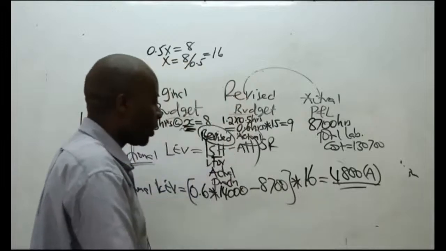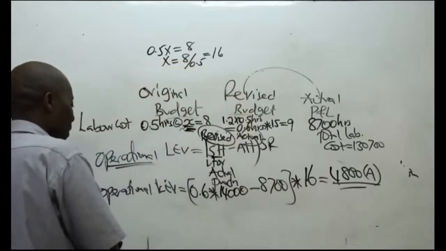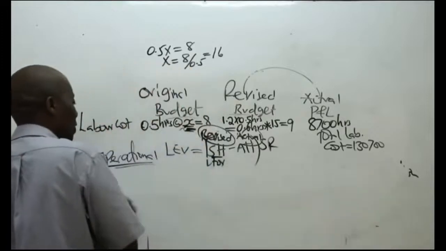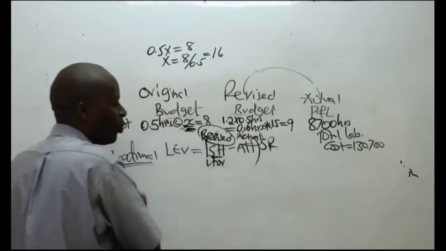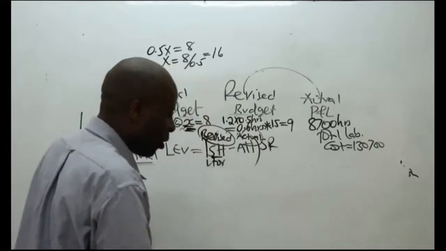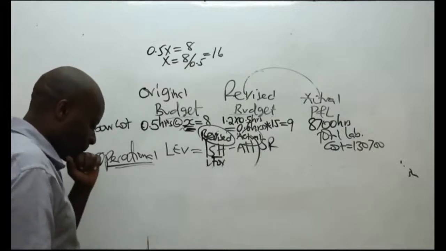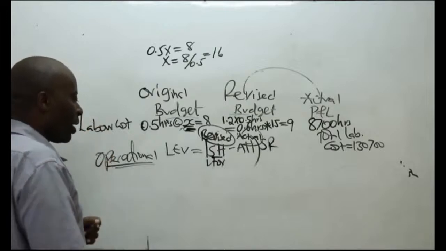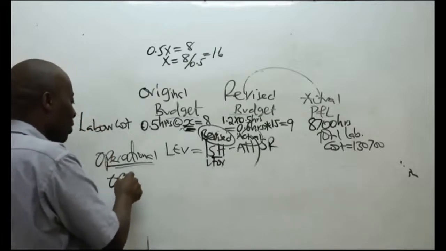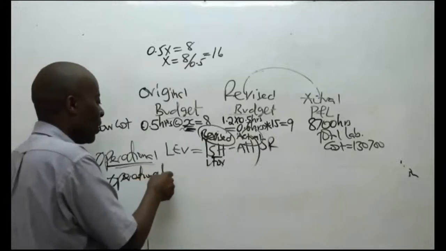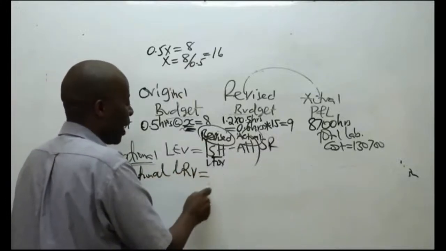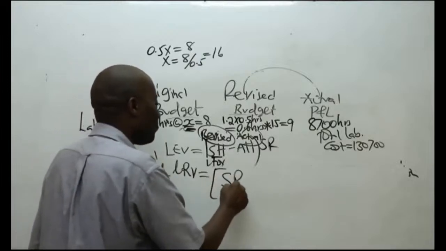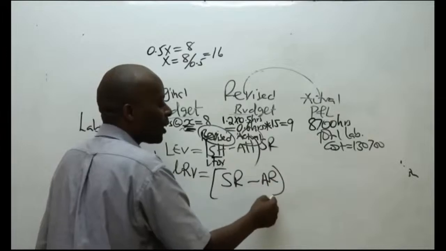Now, I would want us to make some reference. There is a question that we did here, which some students were telling me was not adding up. This concept of labor rate variance. There's a figure they're telling me we got wrong. So we can revisit here. Operational labor rate variance, we said the formula is the same. It is standard rate minus actual rate multiplied by what here?